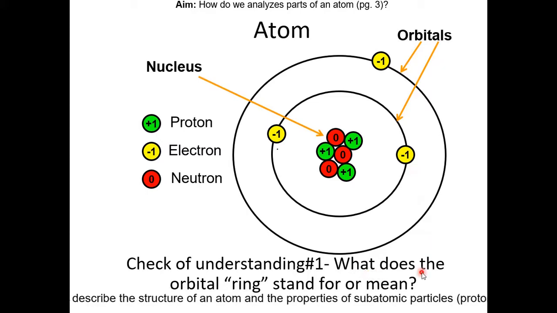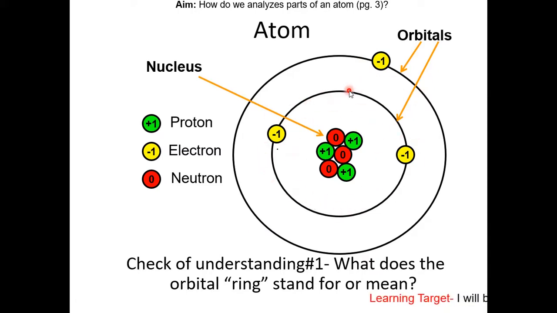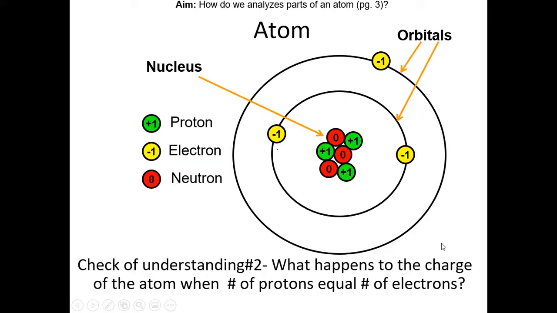So, check of understanding. What does the orbital ring stand for or mean? Does this ring actually exist in the atom in reality? The answer is no. This is just part of the model. These lines, the circle, do not exist in the real atom, okay? It's just lines to show where the electron is.